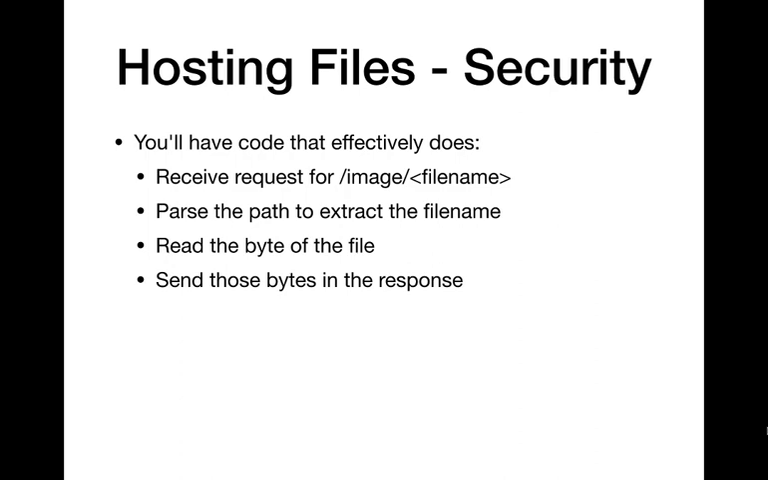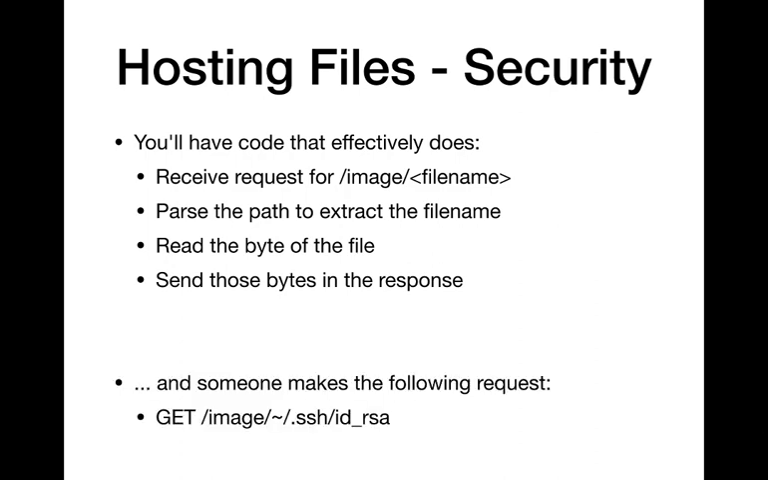Now, what if someone requests this? This is the common path for your private SSH key, which if somebody has that, they can do a lot of damage. They can masquerade as you out there on the internet, at least anywhere you use your SSH key. So if they do /image/ your home directory, the .ssh subdirectory, and then your private key, are you going to read the bytes of that and send that to the user?